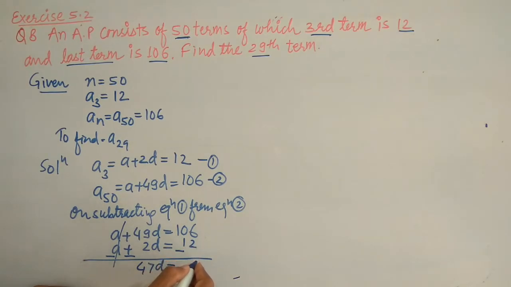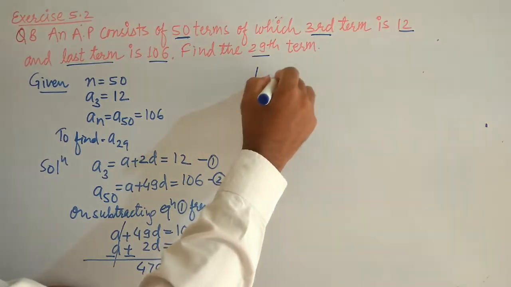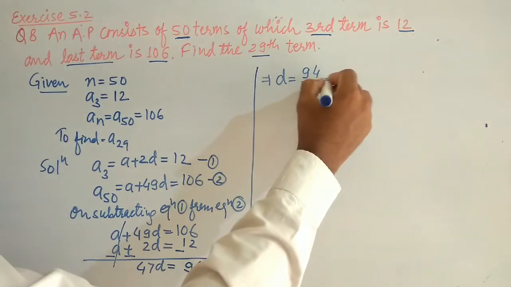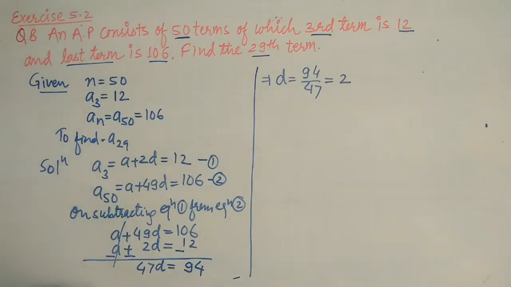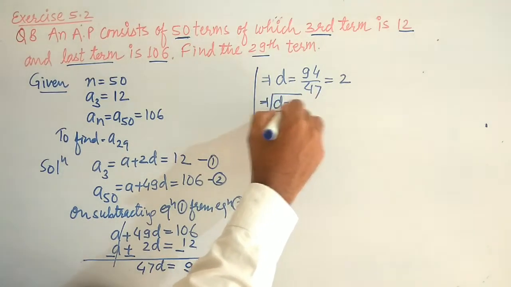106 minus 12 is 94. This implies D is equal to 94 upon 47 that is 2. 47 twos are 94. So we get the value of D is equal to 2.